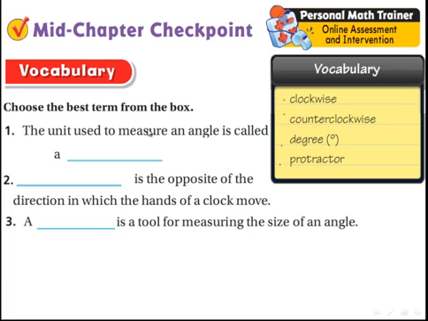Let's see the first question. The unit used to measure an angle is called the unit. I'm asking you about the unit, and it has this shape, a small circle. Again, can you see the small circle? The unit used to measure an angle is called degree. Great job. Question 2. The opposite of the direction in which the hands of a clock move.